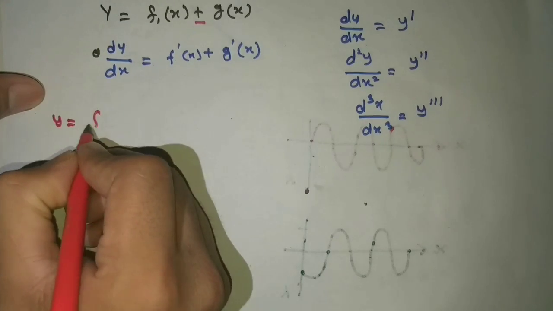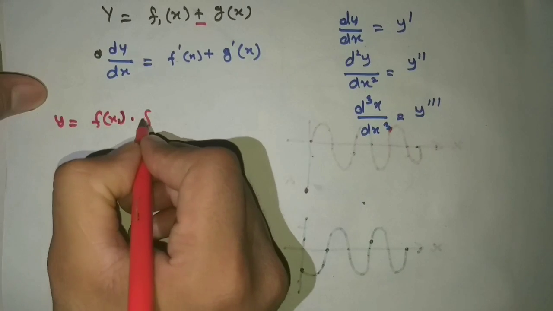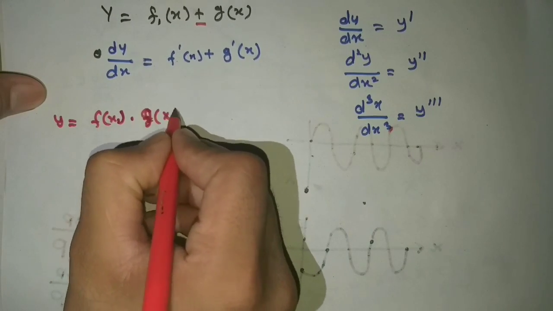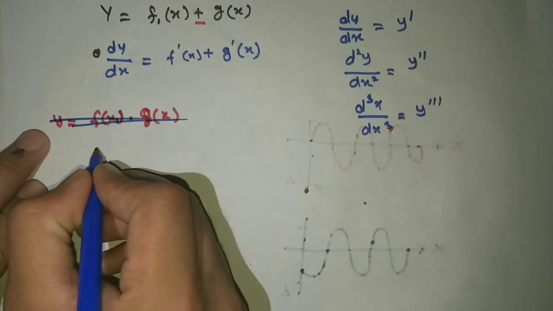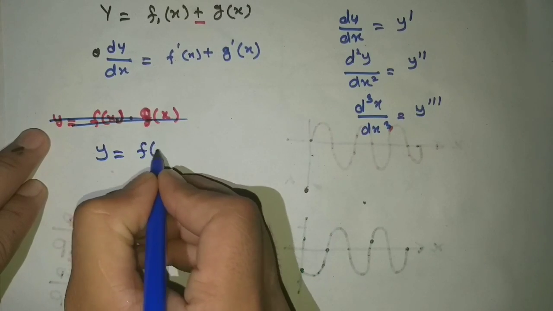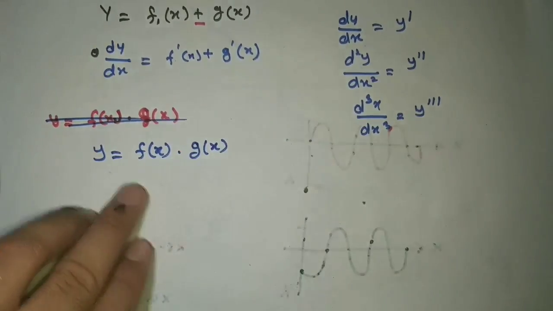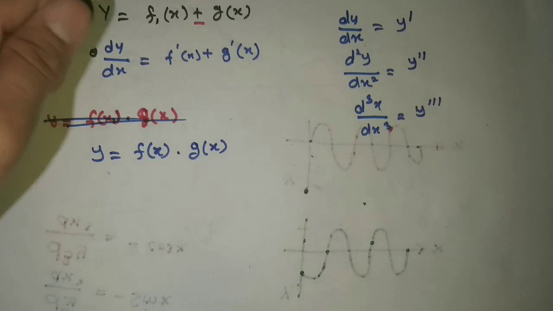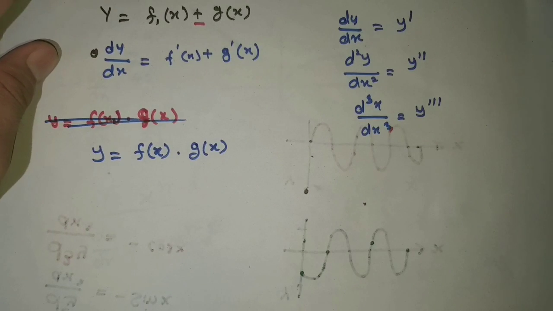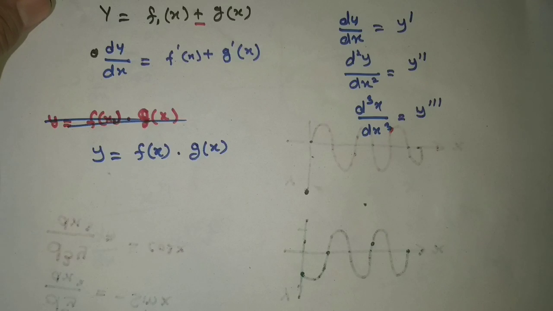Multiplication of two functions. If I have two functions of x, f(x) and g(x), I will write it properly: y is equal to f(x) multiplied by g(x). Then how do we differentiate this? So here is a formula for differentiating two functions which are multiplied.